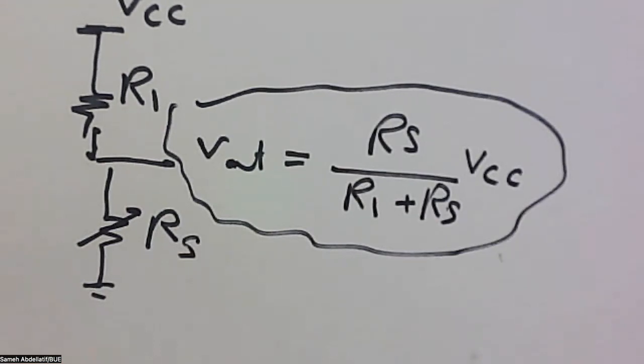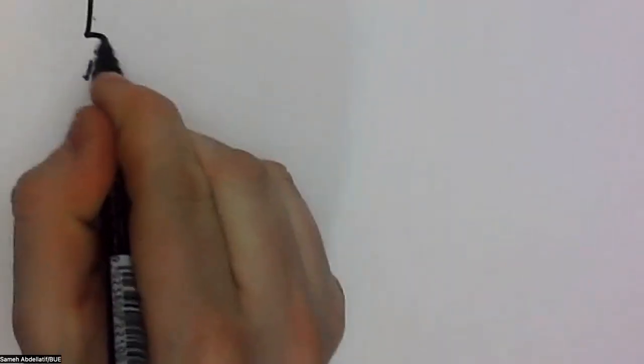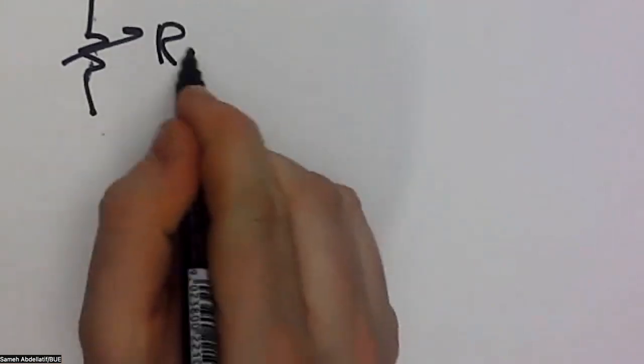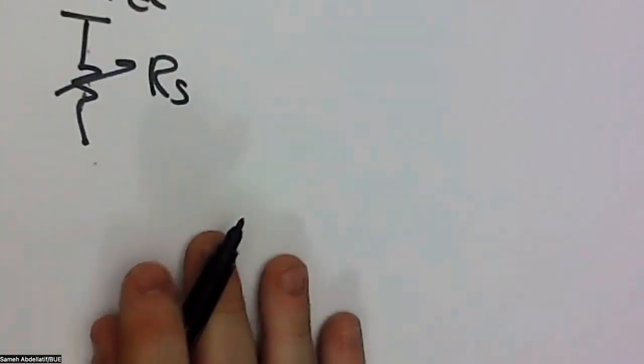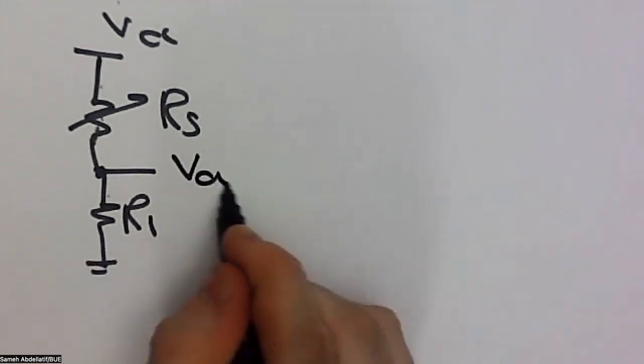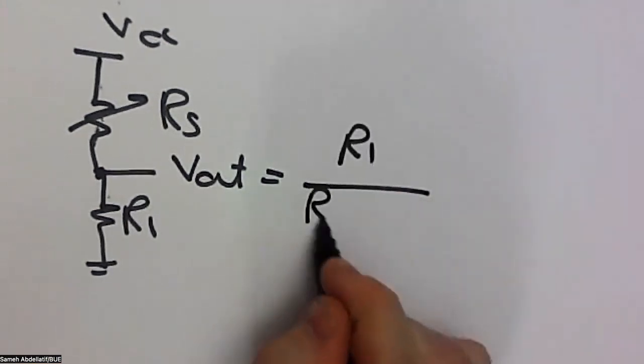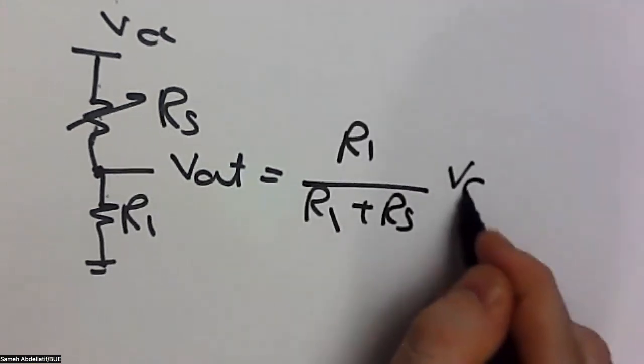Maybe one told us that this is somehow not a very straightforward relation because you have a numerator and a denominator function. So we can make it a bit easier by doing something like that. So we can make it, this is RS, and let's put R1 here. And then this is V out. So in this case, V out equals R1 over R1 plus RS times VCC.